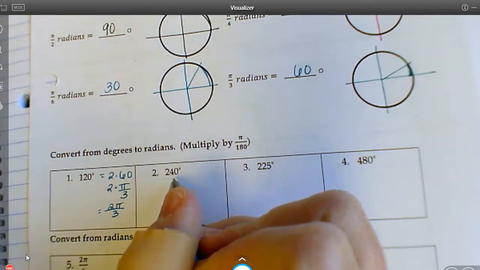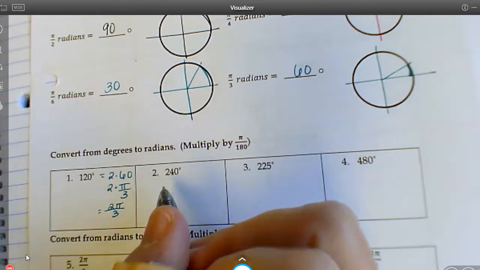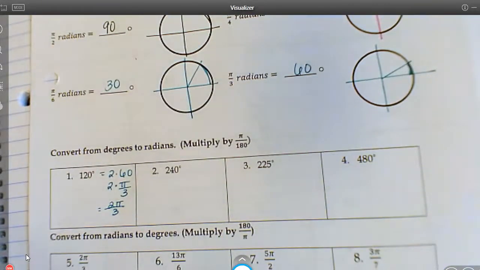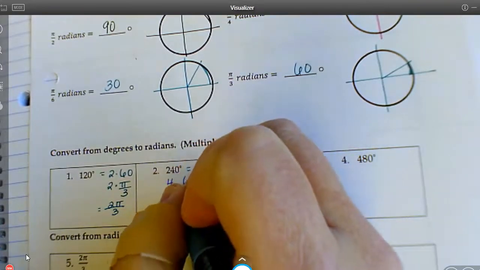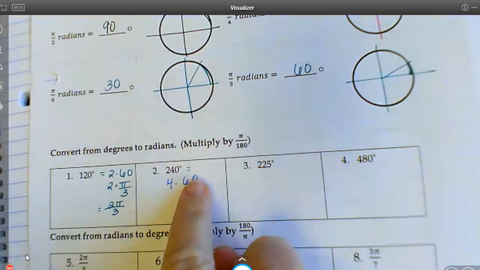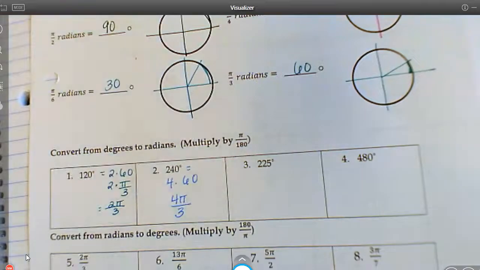Alright, so we have 240. Is 240 a multiple of something else? Is there something I can multiply up here by to get 240? 60 times 4? Or 4 60s? Again, I know that 60 is pi over 3. So this would be 4 pi over 3. You could use 30 as your multiple, but if you use 30 in these two cases, you will have to reduce it. That's okay. It's fine. You just got to be able to do that.